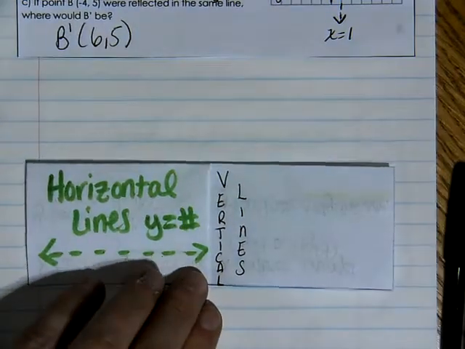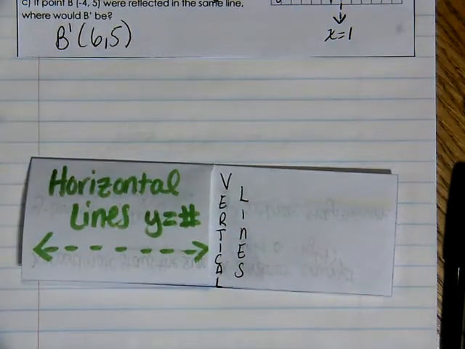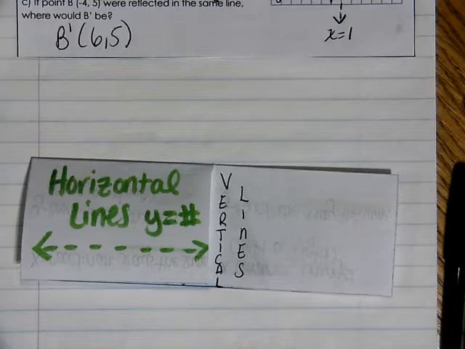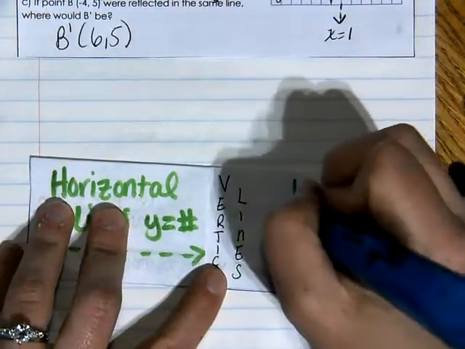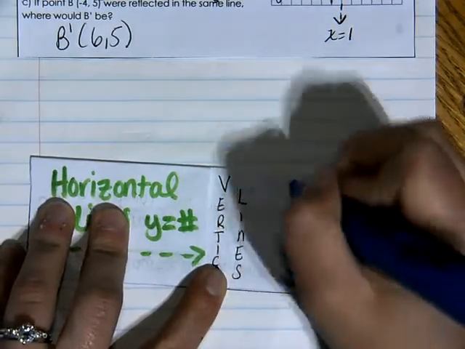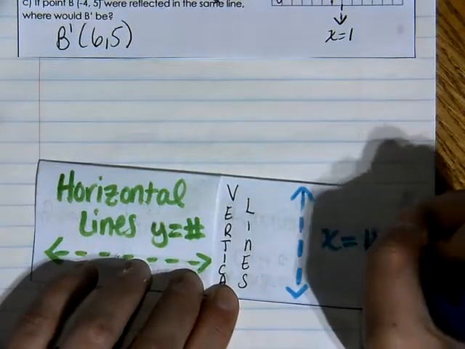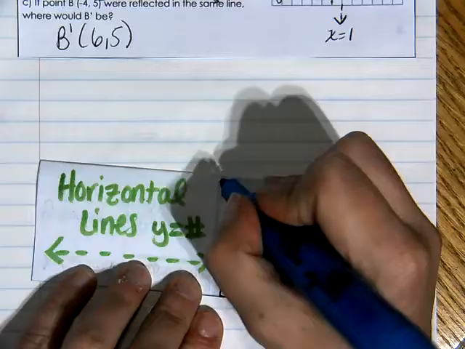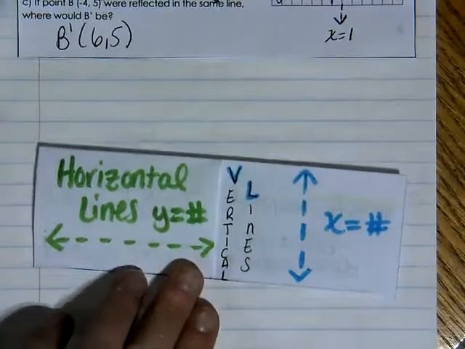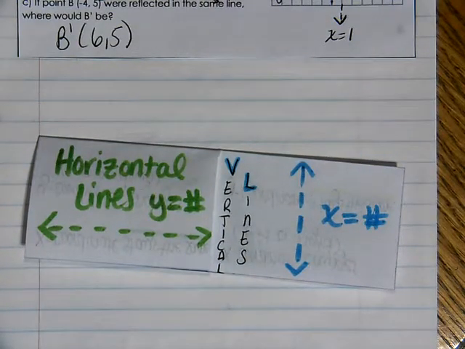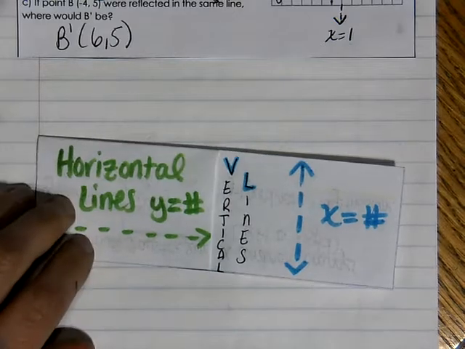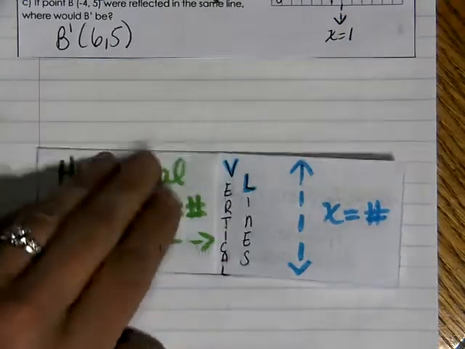Vertical lines, that's where we have ourselves vertical dashed lines. And this is at x is equal to a number. When you are ready, please go ahead and paste this into your notebook.